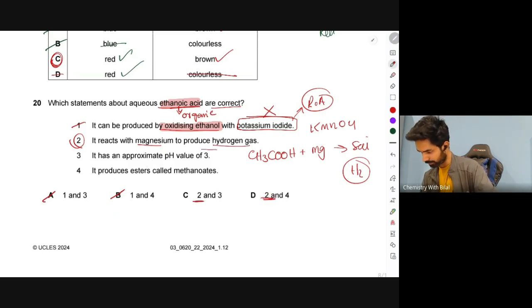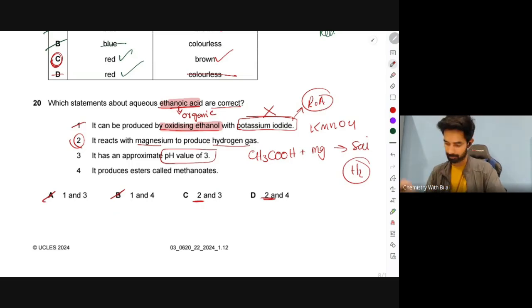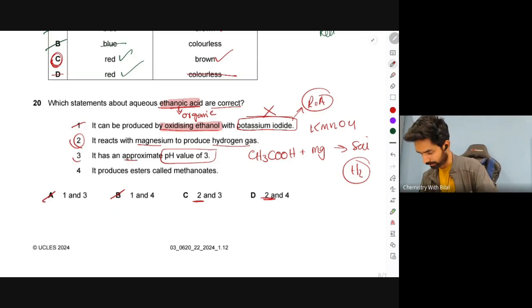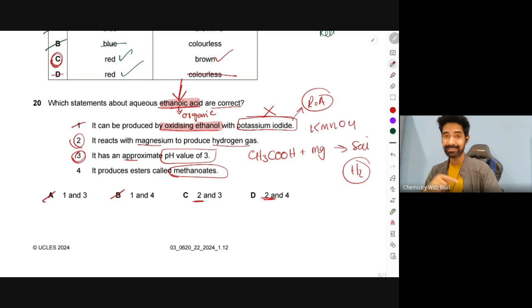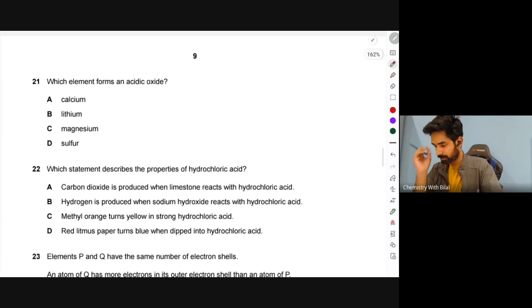Its approximate value is pH 3. It's a weak acid. So we know weak acid has pH 3 or above. Approximate है तो मैं इसको अभी तक correct मान लेता हूँ. It produces esters called methanoate. तो देखो ये ethanoic acid है, तो जो esters बनेंगे वो ethanoate होंगे ना, वो methanoate तो नहीं हो सकते. So 2 and 3, C must be the correct answer.